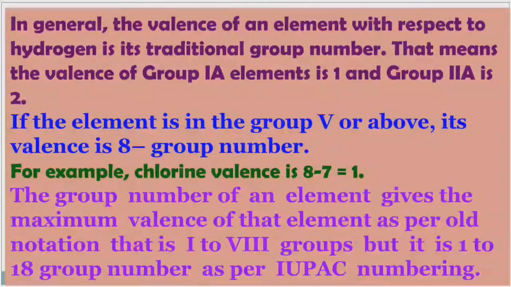The group number of an element gives the maximum valence of that element as per old notation. That is group 1 to group 8. But it is group 1 to 18 as per IUPAC numbering. According to old notation, we give the numbers from group 1 to group 8. So group number gives the maximum valence. But according to IUPAC numbering, we give numbering from 1 to 18.